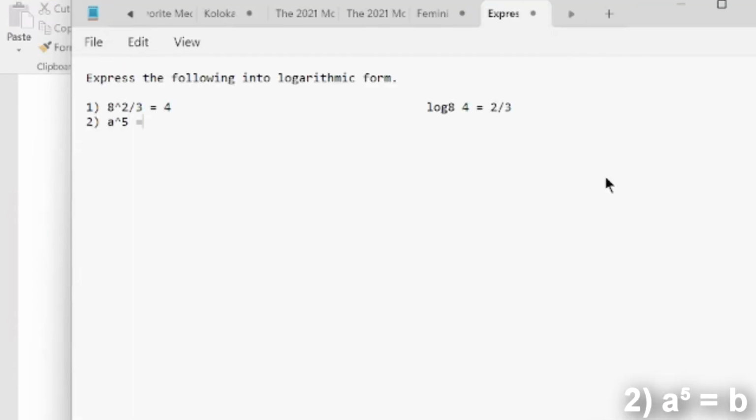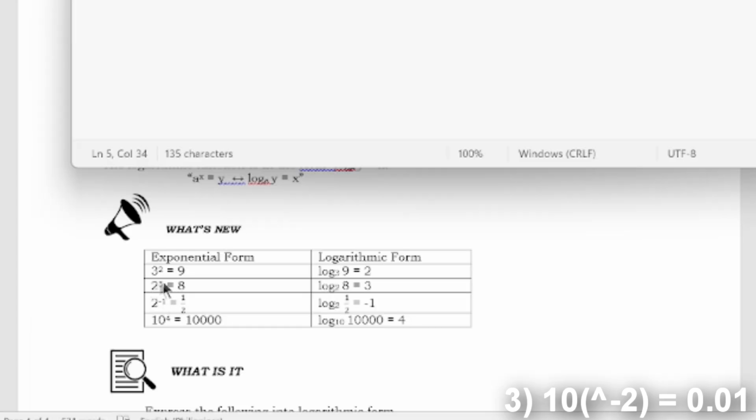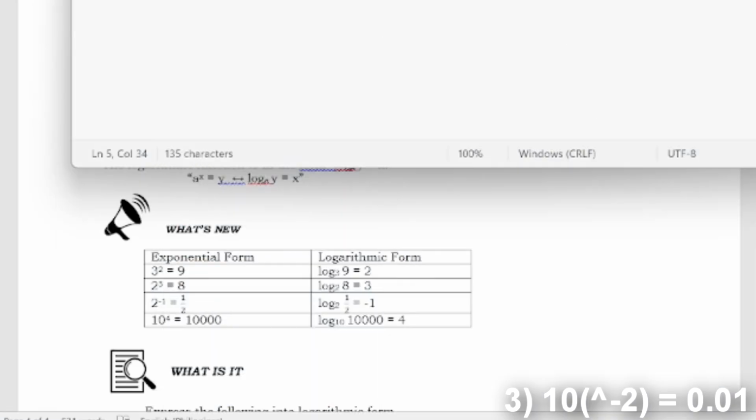So A raised to 5 equals B. Now, this one has variables instead of numbers, but we can still treat it the same. Log base A of B equals 5. Okay, turn off spell check. Now we get 10 raised to negative 2 equals an actual decimal. So log base 10 of 0.1, and I will still retain the negative number, because it still appears if you switch it to log form.